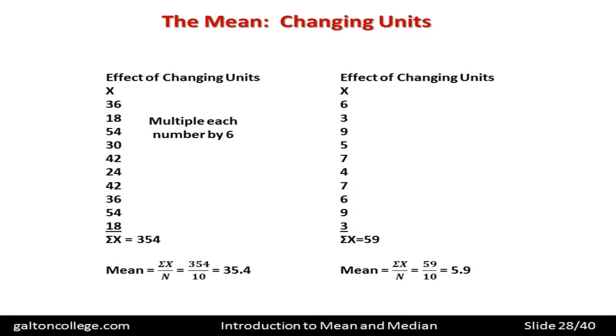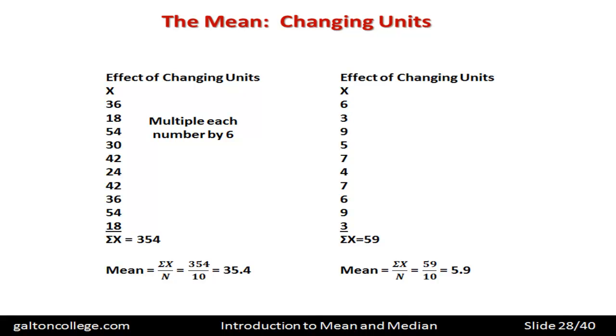Now if we multiply each number by 6, so we'd start with 6 on the right hand side, multiply it by 6, so we get 36 on the top. Just under the x we have 36. Just under the x on the right hand side we have 6. So multiply each by 6, and if you work your way down, 6 3s are 18, 6 9s 54, 6 5s are 30, and so on. And if we do that for every number and add it up, take sigma x, we get 354. Now if you divide 354 by 10, you get 35.4. And 35.4 is 6 times 5.9.